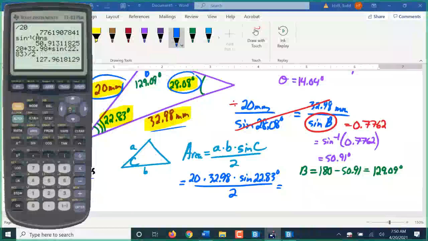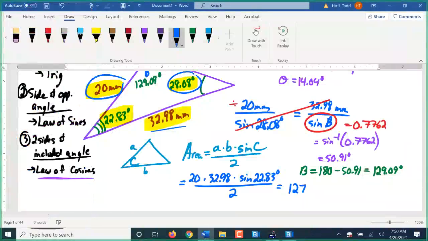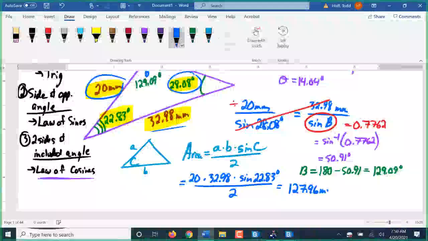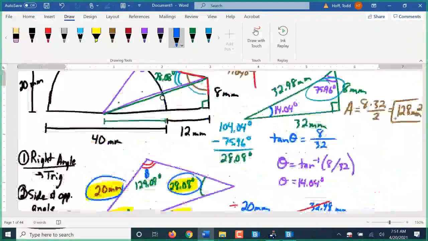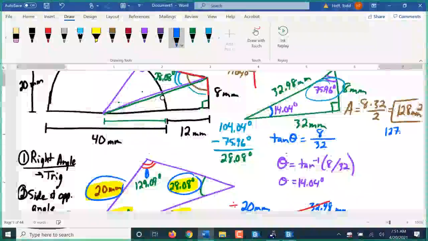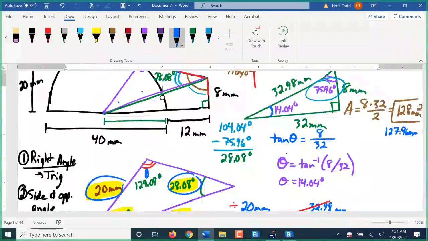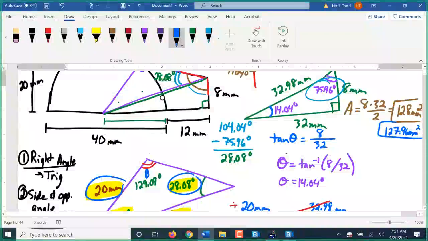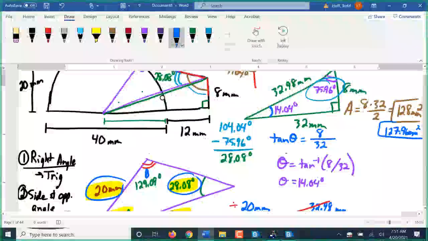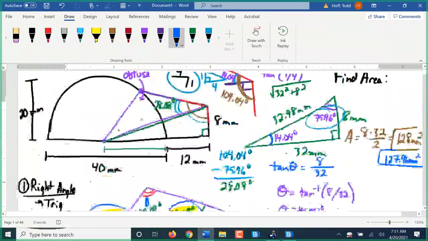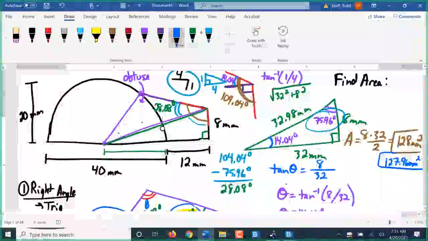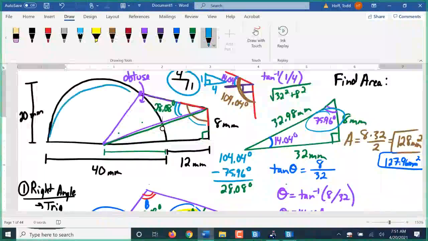Here's 127.96 millimeters squared. That's going to go with our 128 here. It's kind of amazing that those two triangles came out to be so close in area, within 0.04 of a square millimeter. The last piece we need to find is our sector of a circle.